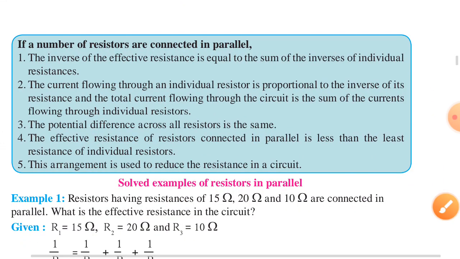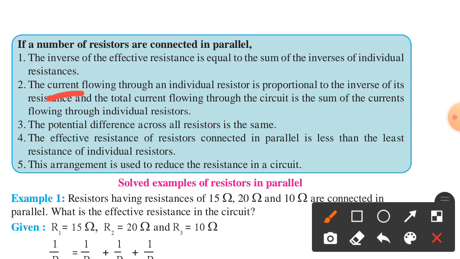Second, the current flowing through an individual resistor is proportional to inverse of its resistance. Means here current and resistance are in inverse proportion, म्हणजे व्यस्त प्रमाणात असतात. Total current flowing through the circuit is sum of current flowing through individual resistors. प्रत्येक रोधामधून वाहणाऱ्या विद्युतधारेच्या बेरजे एवढा एकूण विद्युतधारा या ठिकाणी आपल्याला मिळते. ती म्हणजे I बरोबर I1 अधिक I2 अधिक I3.